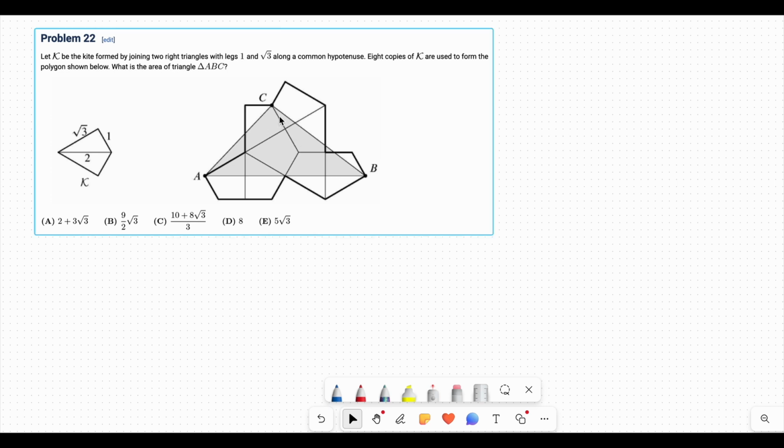So, this question looks really scary, right? It's a bunch of kites. You don't know how to find the kite area and you don't know how to find the triangle. It seems really unrelated to anything. So, how do you start?